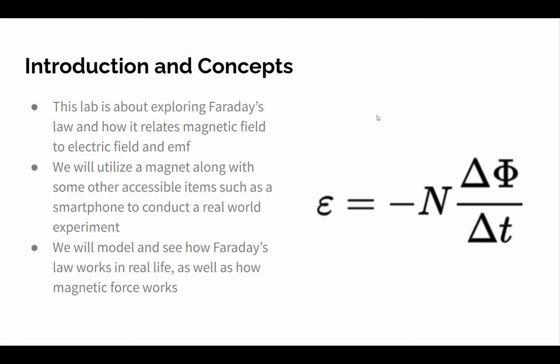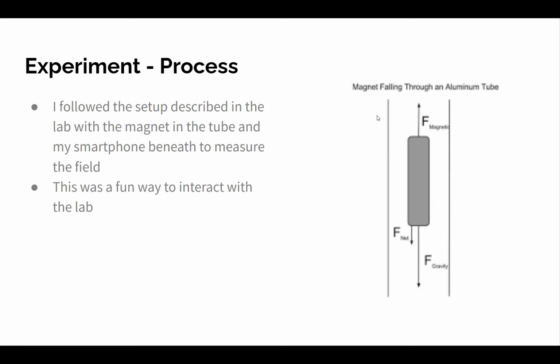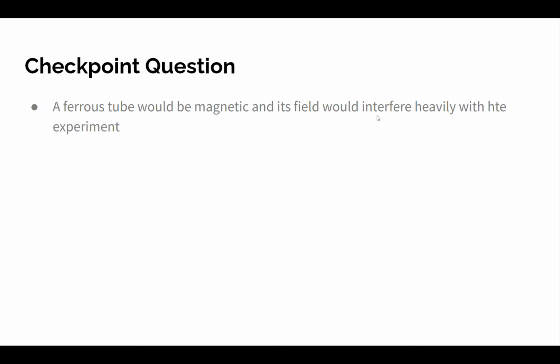So first, the process of the experiment. I followed the setup described in the lab with the magnet in the tube and my smartphone beneath to measure the field. It was a pretty fun way to interact with the lab, and on the right you can see some demo of this. It's the tube around it, the magnet going down, the magnetic force acting against it, gravity pushing it down, and F net would be down because it will fall. So the quick question: a ferrous tube would be magnetic and its field would interfere too heavily with the experiment, therefore we cannot use one.